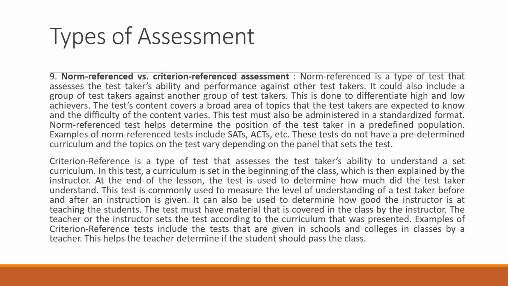It could also include a group of test takers against another group of test takers. Or you can compare between sections. For example, the scores that the students of section A have got, you compare them with the scores of section B. This is done to differentiate high and low achievers. So why do they do that? In order to find out who are the high level students and who are the low level students.